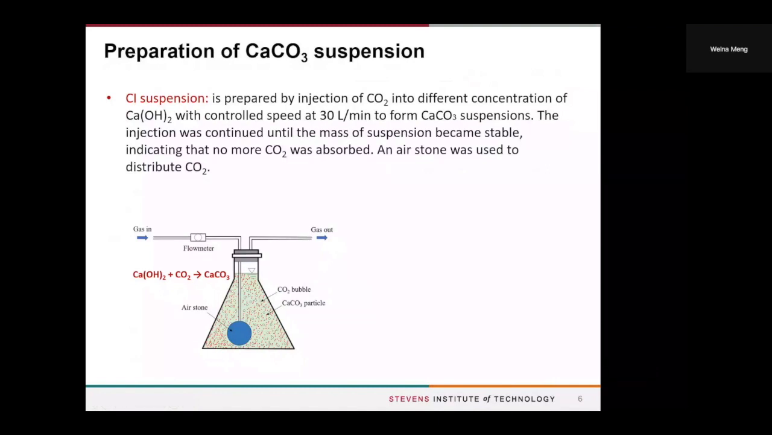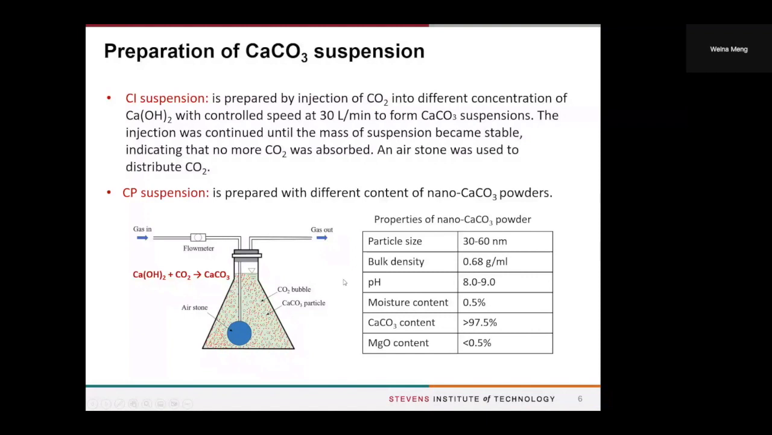So in this study, we prepared two groups of calcium carbonate suspension. The first one, we call it CI suspension, because it is prepared by the injection of CO2 into different concentrations of calcium hydroxide with a controlled speed. By this way, we form the calcium carbonate suspension, and again, we call it CI suspension. As you can see in this figure, the important thing is that we should use an air stone to distribute the CO2 to form better distributed calcium carbonate particles.